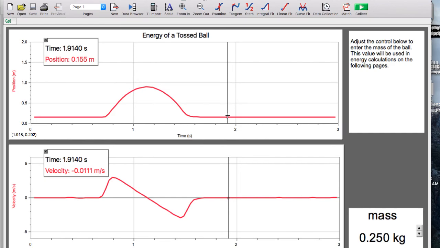So that's about it. You're going to be recording those heights and those velocities, and we will be calculating the energies.